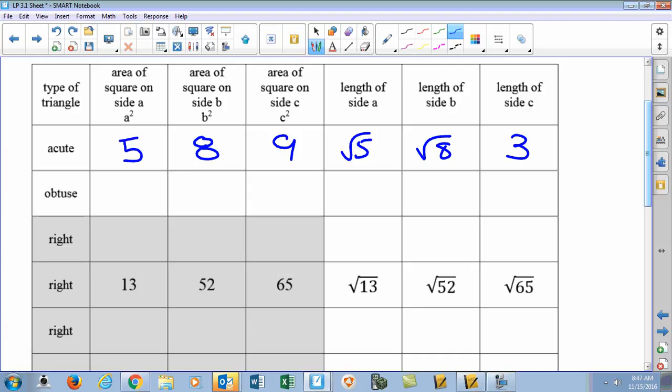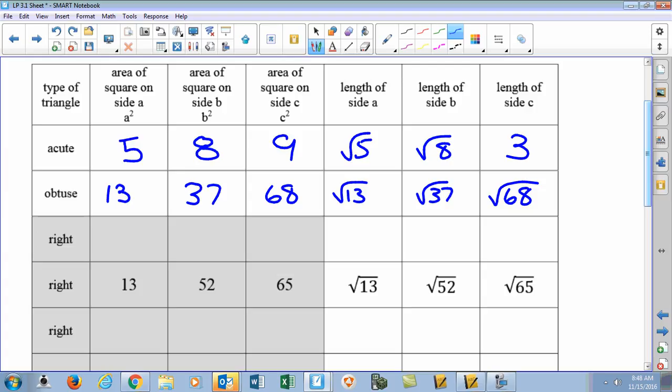In the obtuse triangle, that was the very one on the bottom of the first page, right? We had areas of the small side was 13, the medium side was 37, and the big side was 68. And we got the square root of 13, the square root of 37, and the square root of 68 as the side lengths, because we took the square root of the area.